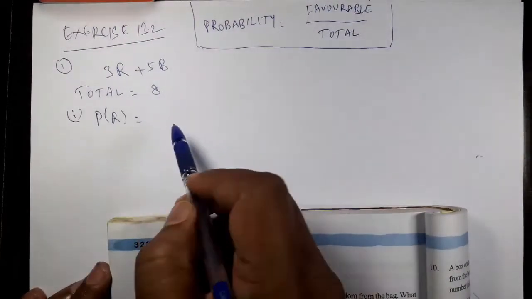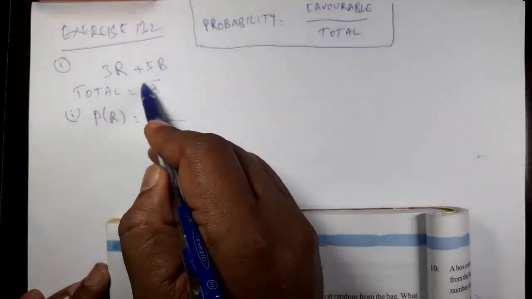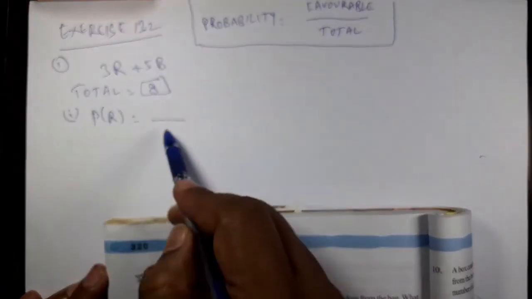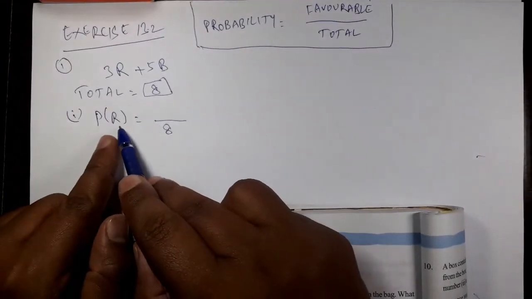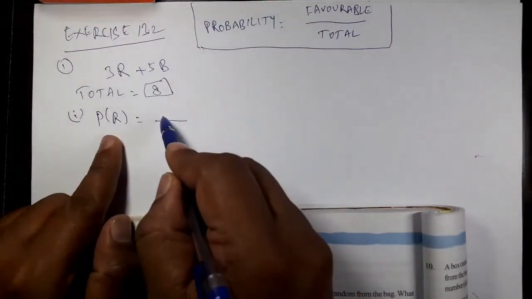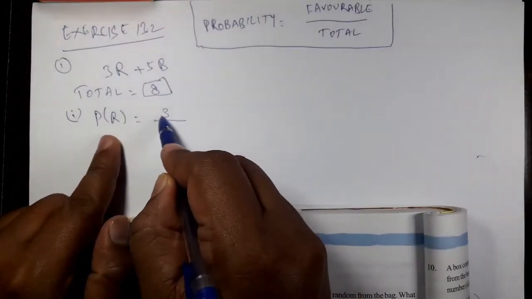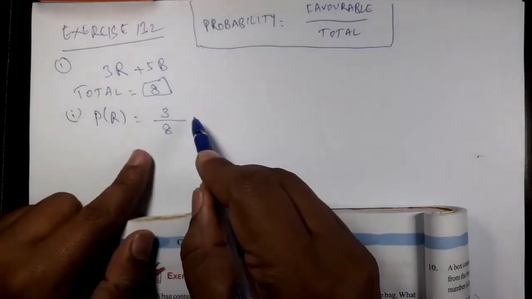You tell me. Yes, what is the formula for probability? Favorable by total. What is total here? 8, right? Denominator is 8, all possible outcomes. Coming to numerator, favorable. How many are favorable to this event? What is this event? Red. How many reds are there? 3 reds. So all 3 are favorable to your case. So number of favorable cases is 3. 3 by 8 is the answer.